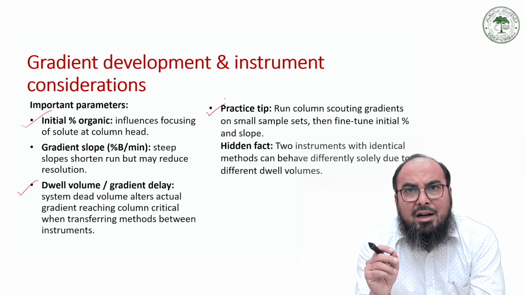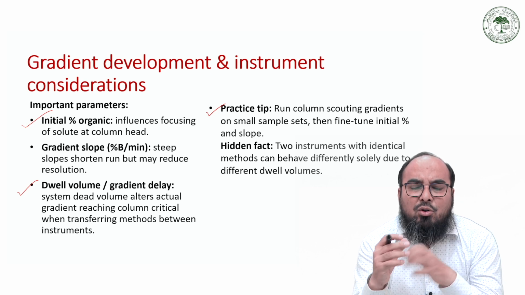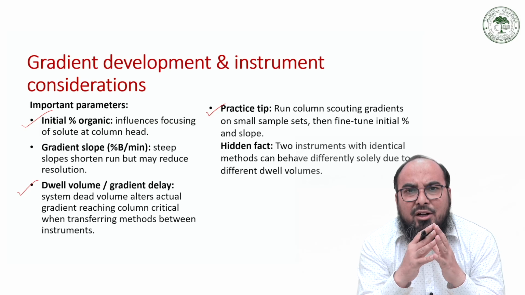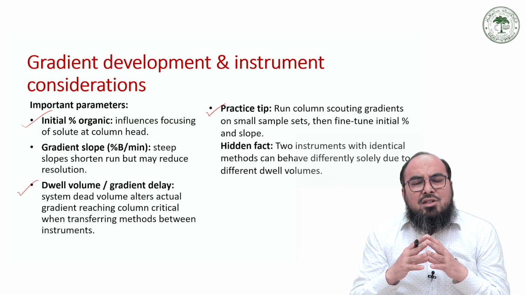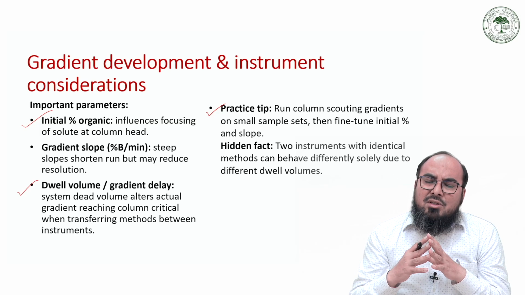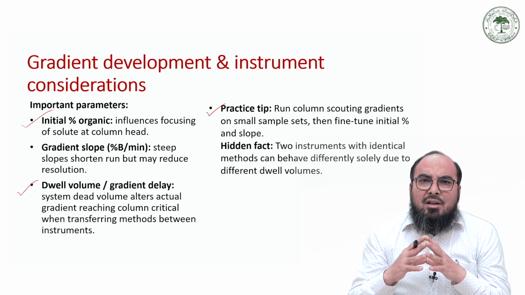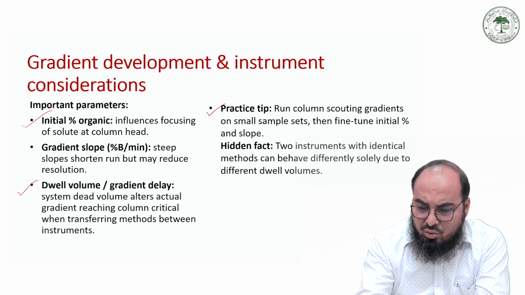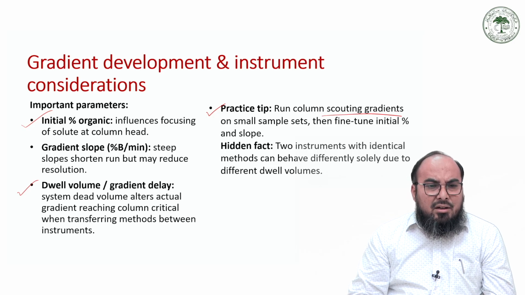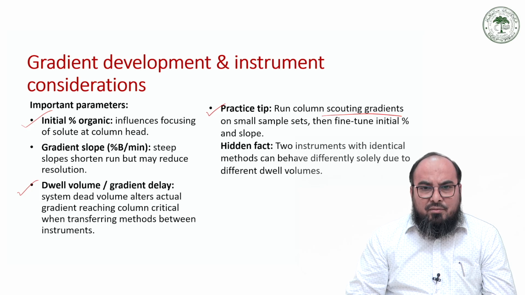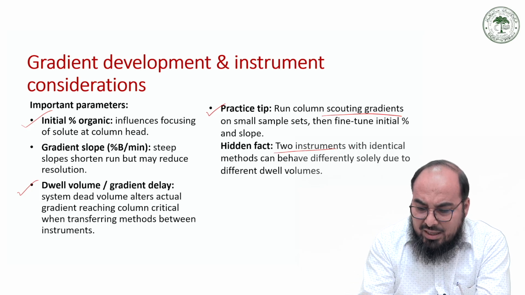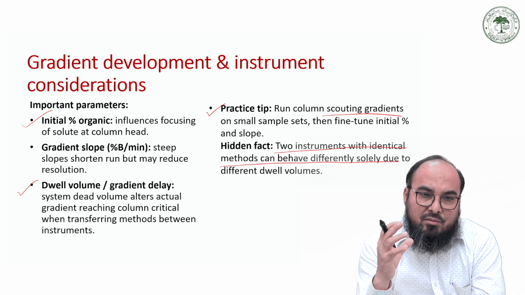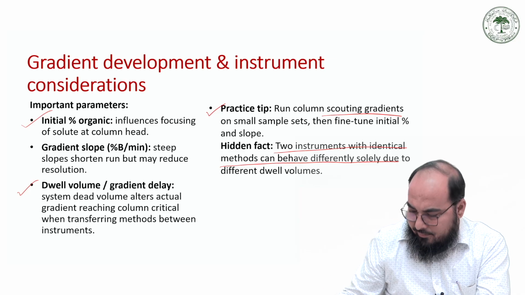Similarly, how can you avoid them? You have to run column scouting gradients. Column scouting is the process where you choose different columns and different mobile phases, and try different combinations of columns and mobile phases to select the best column with regard to the best mobile phase. So by doing scouting gradients, you can take care of the dwell volume. Two instruments with identical methods can behave differently because of the difference in the dwell volume. So you have to keep an eye on it.